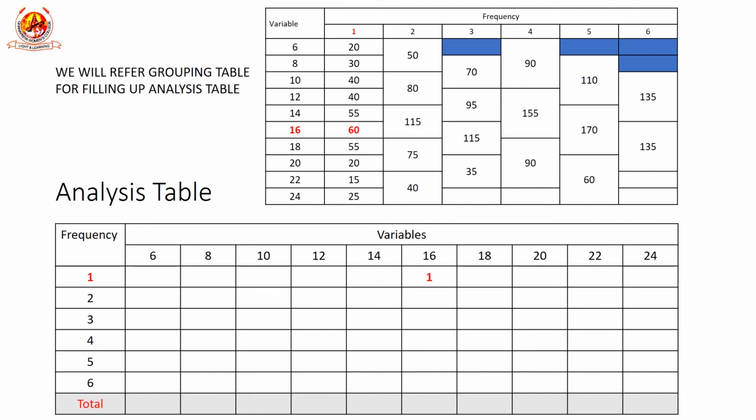Then in the second column, which one is the highest value? The highest value is found in 14 and 16. We got the highest frequency in the corresponding rows of 14 and 16, so we'll mark 14 and 16. So we will put 1 1 in these two cells.